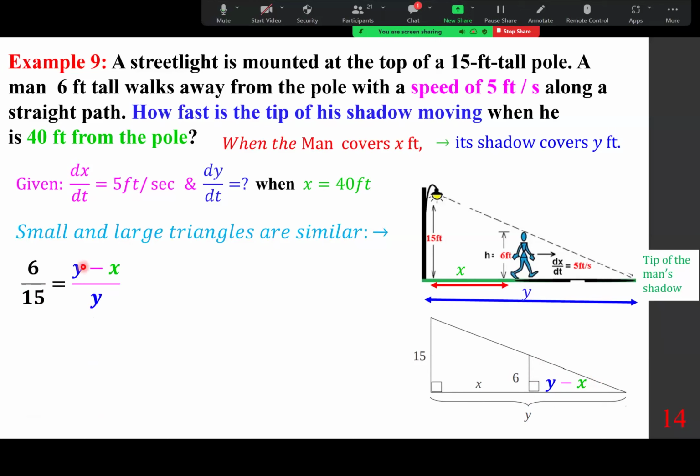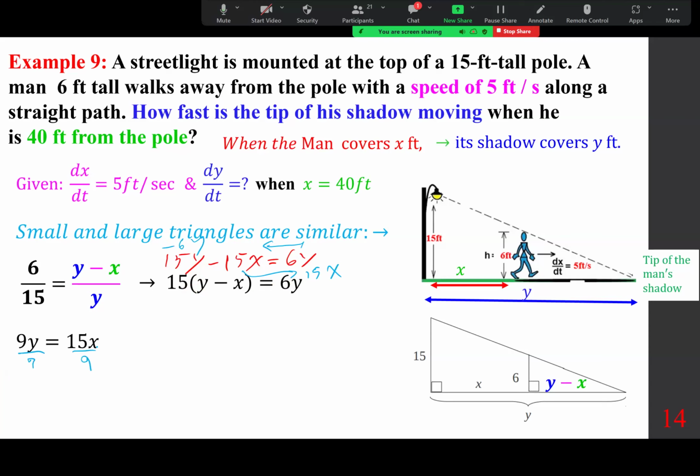Cross product. 15 times (y minus x) equals 6 times y. Which means 15y minus 15x equals 6y. Move this one this way, make it negative 6y, and move this one this way, make it positive 15x, and you get 9y equals 15x. And therefore, division by 9 results in 15 over 9 being 5/3, so y equals 5/3 x.